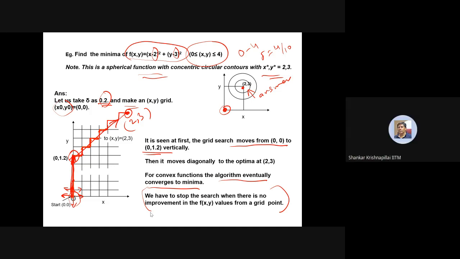Maybe it depends on grid size also. Okay, sir. Okay.